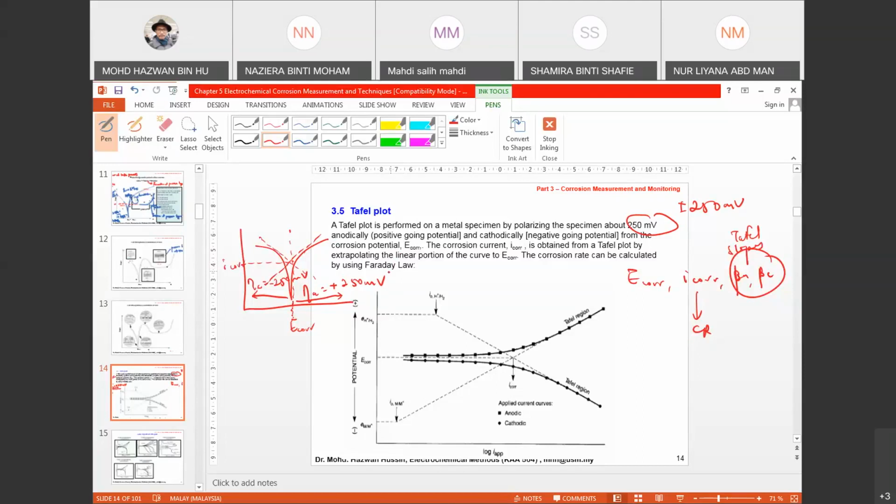Icorr is corrosion current density, Ecorr is corrosion potential. Beta A is the slope of anodic, and beta C is the slope of cathodic. The corrosion rate can be calculated from here, because when you use the Icorr value, 0.13 multiplied with Icorr, multiplied with equivalent weight over density, you'll get the value. And remember, the Icorr value must be in microamperes.